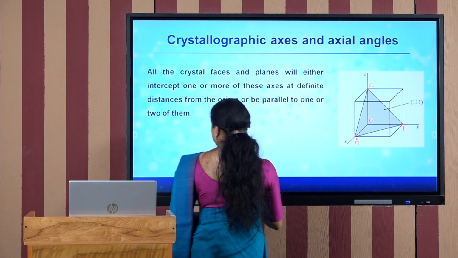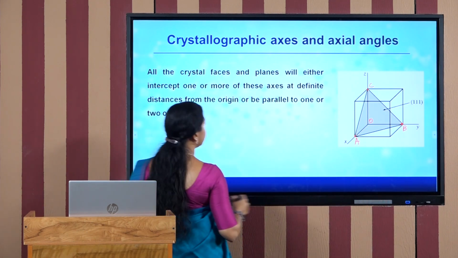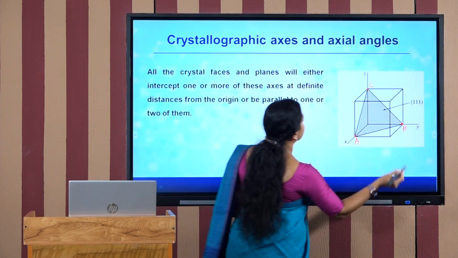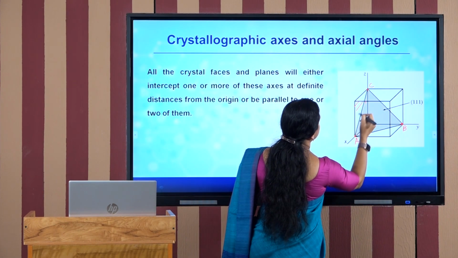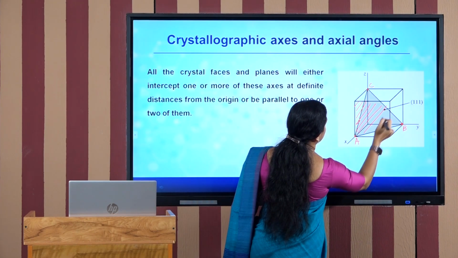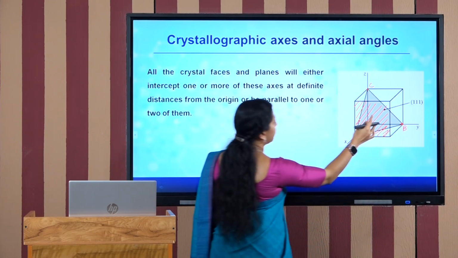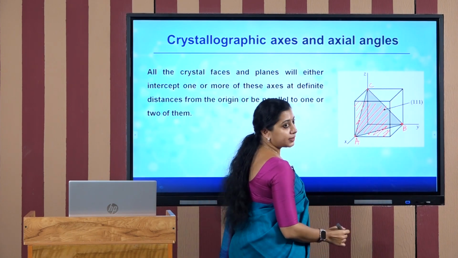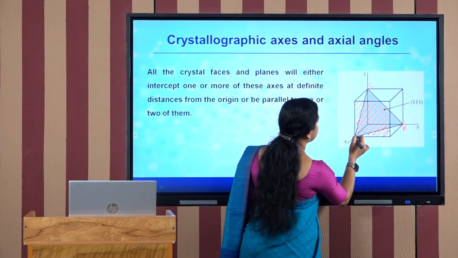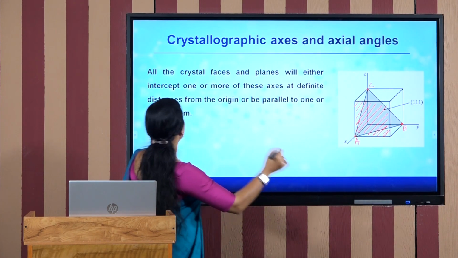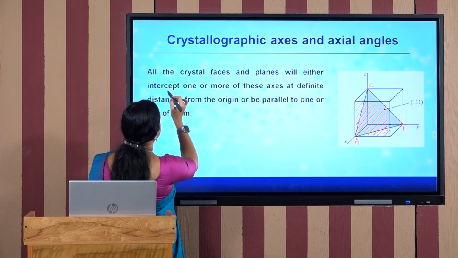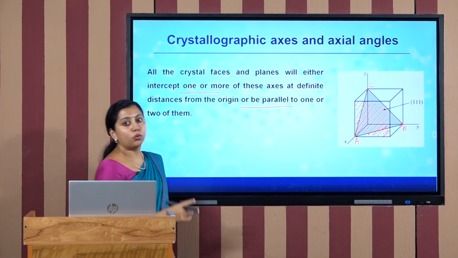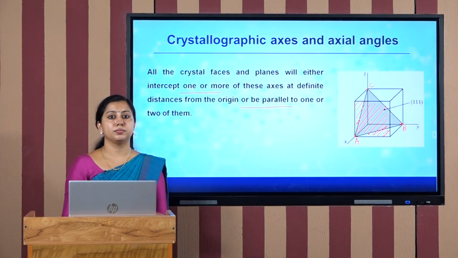Now, if you consider another plane, if you consider this front plane, okay. So, in this shaded portion, you can see that this plane is parallel to the z axis, parallel to the y axis, but it cuts the x axis, okay. So, it either cuts one or more of the axis, or it can also be parallel to one or two of them, okay.